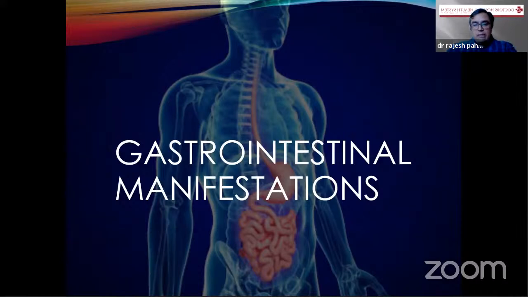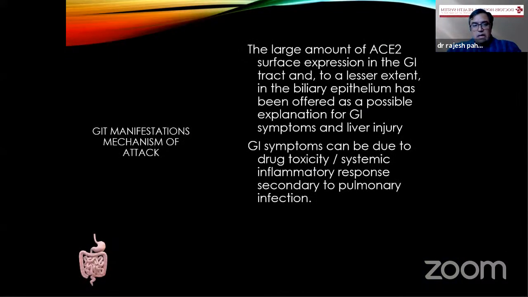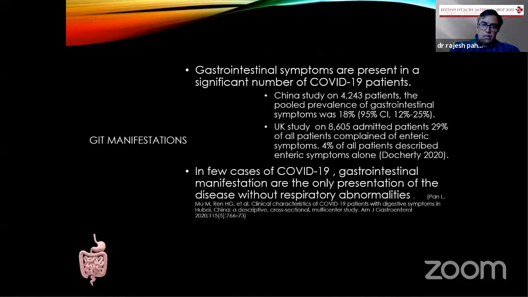Coming to gastrointestinal manifestations. The large amount of ACE surface expression in the enterocytes of the gastrointestinal tract, and to a lesser extent in the biliary epithelium, has been offered as a possible explanation for gastrointestinal symptoms and liver injury. However, gastrointestinal symptoms can be due to drug toxicity or systemic inflammatory response secondary to pulmonary infection. In various studies, gastrointestinal symptoms are described in a significant number of COVID-19 patients.